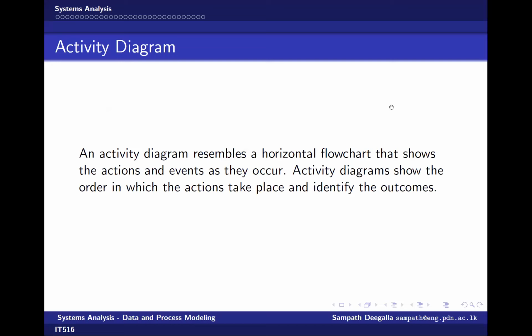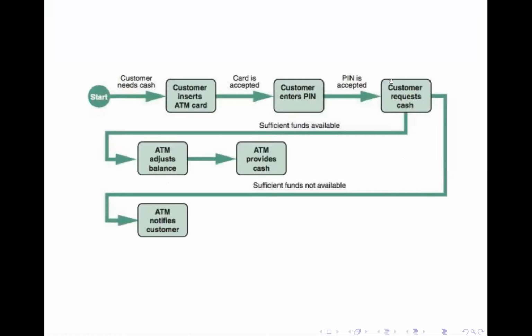Another one is what we call the activity diagram. In activity diagrams, we have what we call horizontal flow charts, and we can represent all the actions and events, right? In an activity diagram, you can show the order as well, and you can also identify the outcomes, right? Now, here is an activity diagram.